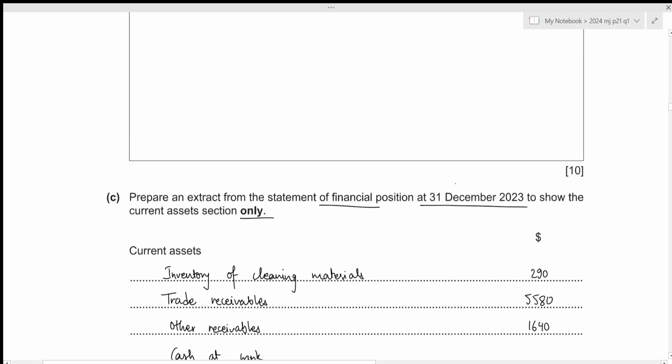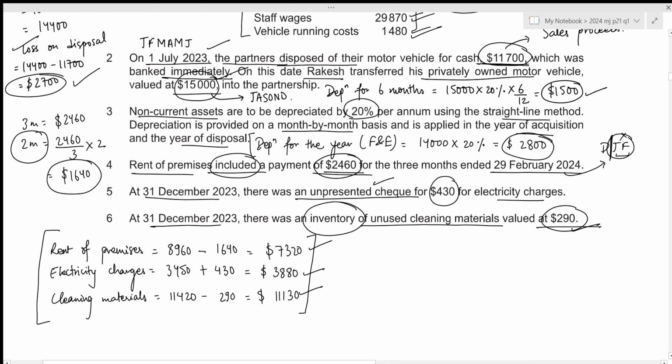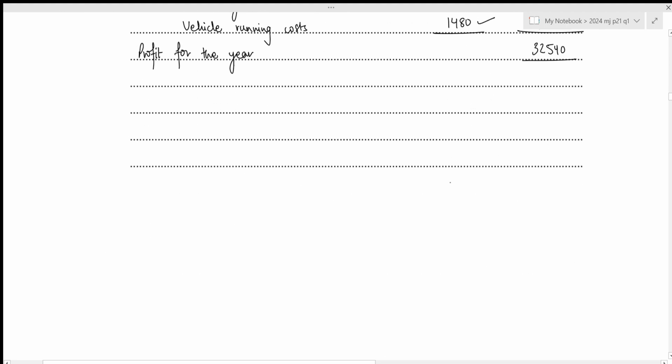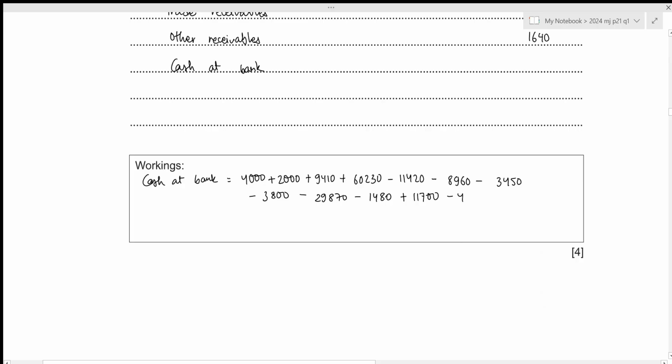Okay, I do not think we have any other. Oh wait, there was an unpresented check as well within the fifth information. At 31st December 2023, there was an unpresented check for 430 for electricity charges. So after including this, since this is an unpresented check, it will reduce our bank balance. So we will be subtracting this 430 as well. So minus 430.